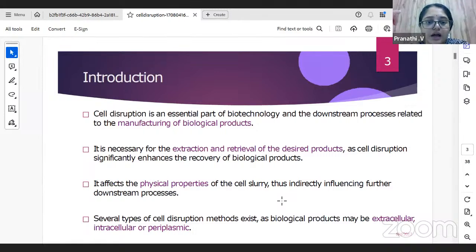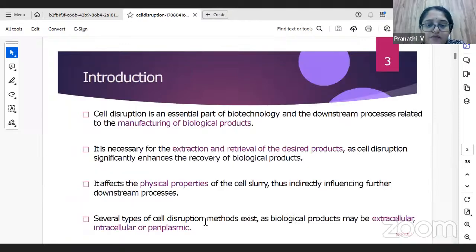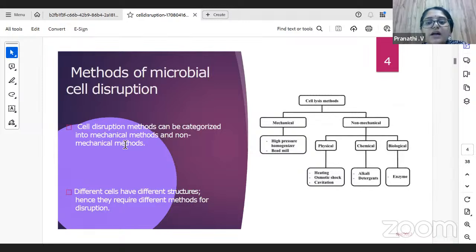So it is necessary for extraction and retrieval of the desired products, because it will help in the recovery of whatever desired product that we have. There are several types of cell disruption methods, which is also known as cell lysis, wherein the extracellular or the plasma membrane is going to be disrupted. Intracellular, yes, you can extract the organelles that are present, or you can use a periplasmic method of disruption of the cells. Again, they are of two types, mechanical and non-mechanical.